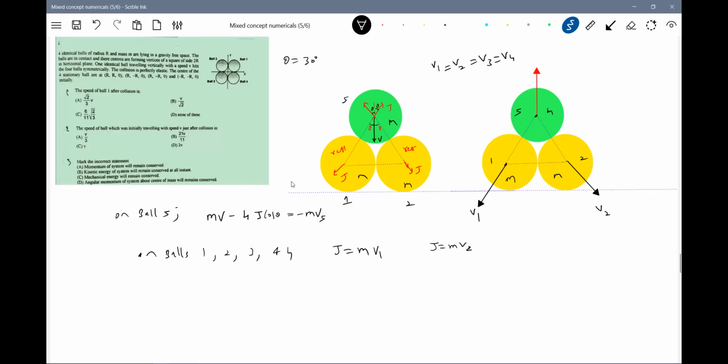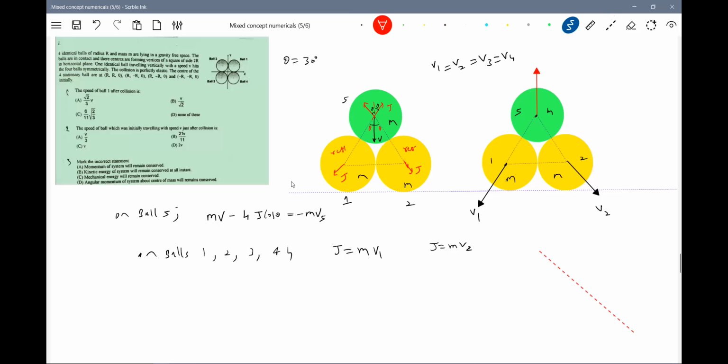How many unknowns are there? V1, V5, and J. I think we need one more equation. What is one more equation you can bring? The collision is perfectly elastic. So shall we take the coefficient of restitution formula? It's very much so. Between what? Between ball 5 and any one ball. So the coefficient of restitution will end up like this.